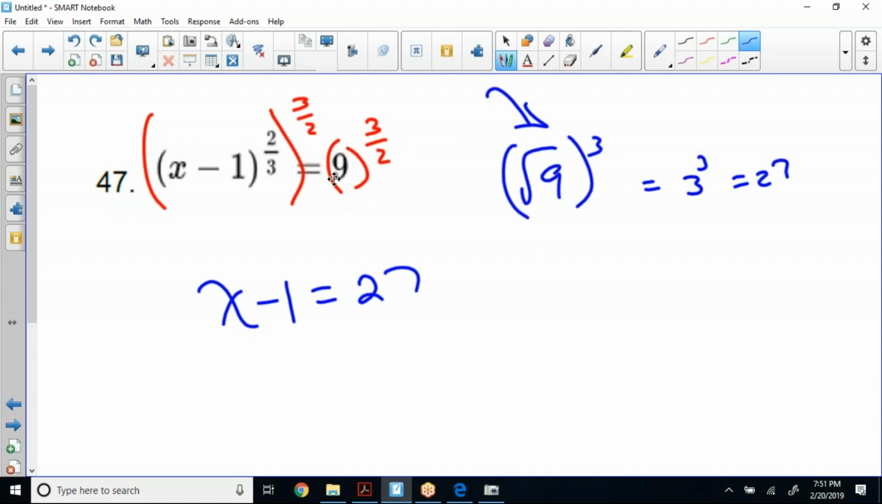Yeah, you type in your calculator 9 raised to the 3/2 power, it's going to give you 27. So the working smarter there is to know that that's the route I would take. It's 9 to the 3/2 power, right? Add 1, x equals, guess what? 28.